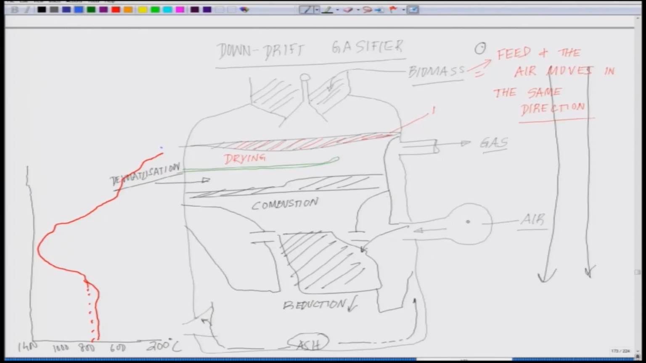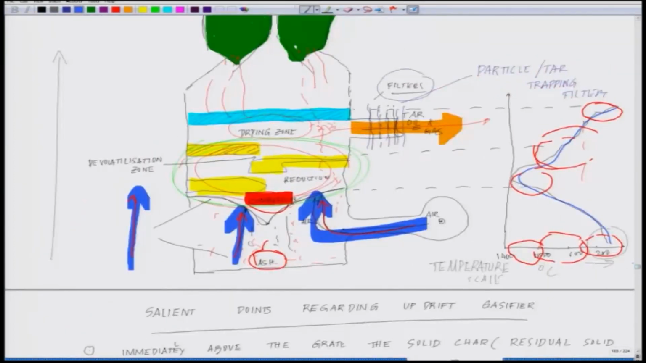So, you see it started, drying started at 200 degree centigrade. As it is going down, this is the zone where temperature is the highest, where we are talking about between 800 to 1400, but the gas which is coming out is also at higher temperature. Unlike if you compare this with the previous one, the updrift one, when the gas is coming out, it is at a lower temperature.